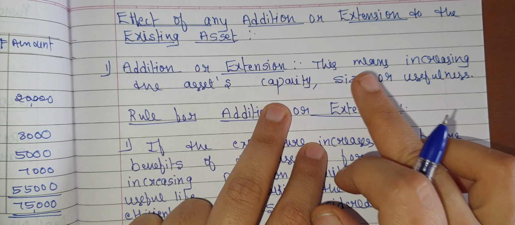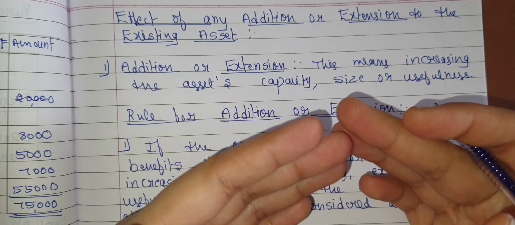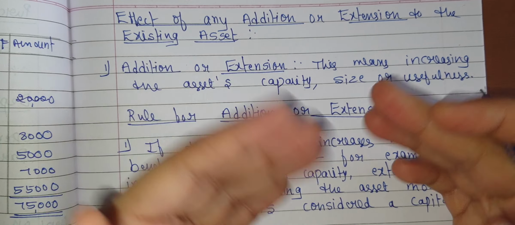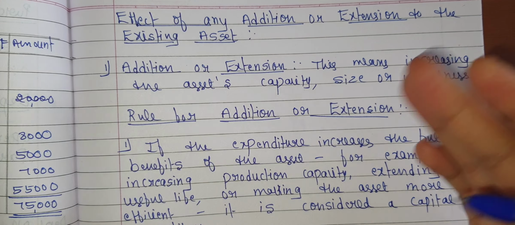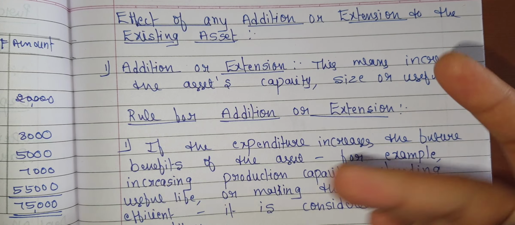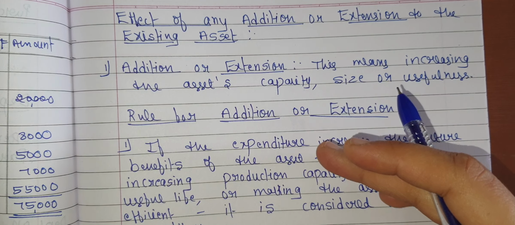And increasing the size means physically enlarging or extending the asset. For example, adding an extra floor to a building, or physically enlarging or extending the storage capacity of a warehouse. Clear?